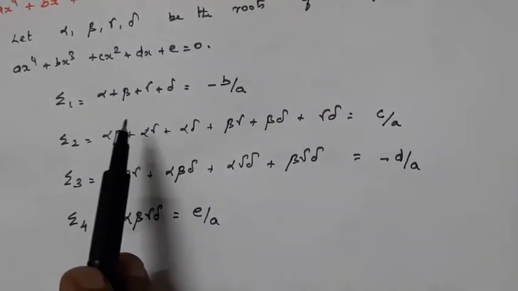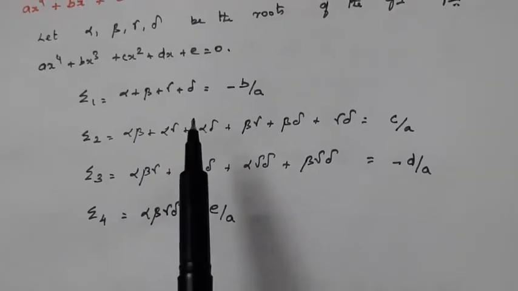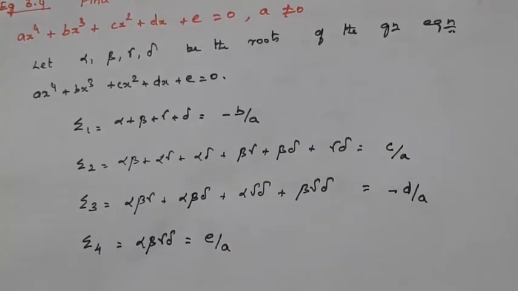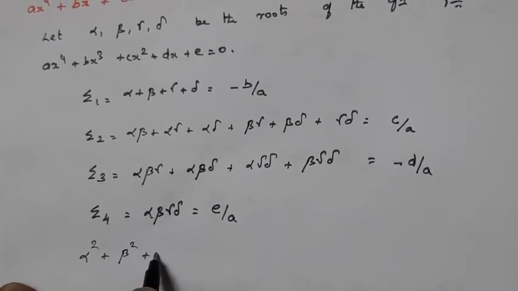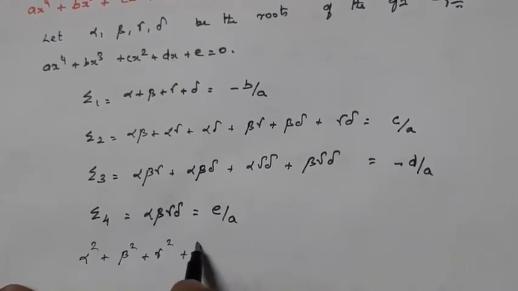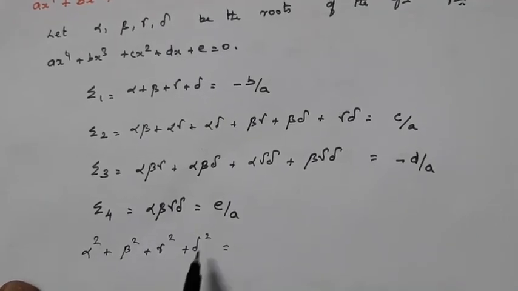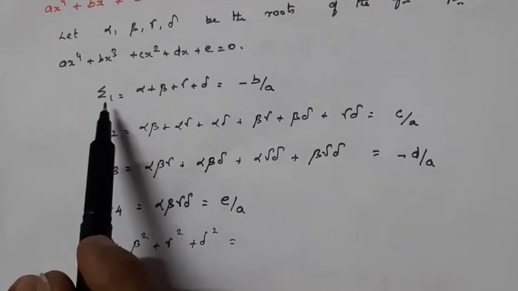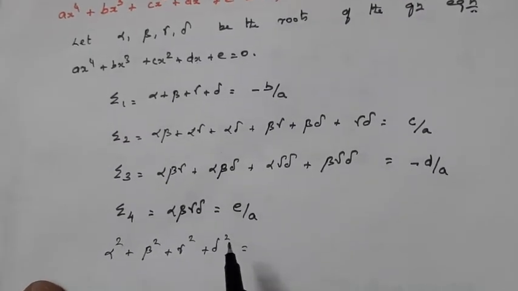So after getting the values of sigma 1, sigma 2, sigma 3 and sigma 4, let us see what is asked. You have to find out the sum of the square of the roots. So you need alpha squared plus beta squared plus gamma squared plus delta squared. So you need the value of this one, okay. Whatever is asked, you have to try to express in terms of sigma 1, sigma 2, sigma 3 or sigma 4, and then you have to apply its value, okay.